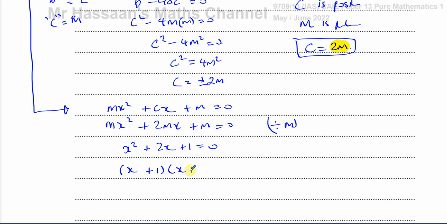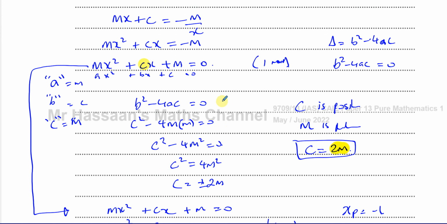Squared. It'll be x plus 1 times x plus 1. Two numbers multiply to give you 1 and add to give you 2: 1 and 1. So we see we have x equals minus 1 twice. Okay, so x equals minus 1 is the x coordinate of P. So the x coordinate of P is negative 1.